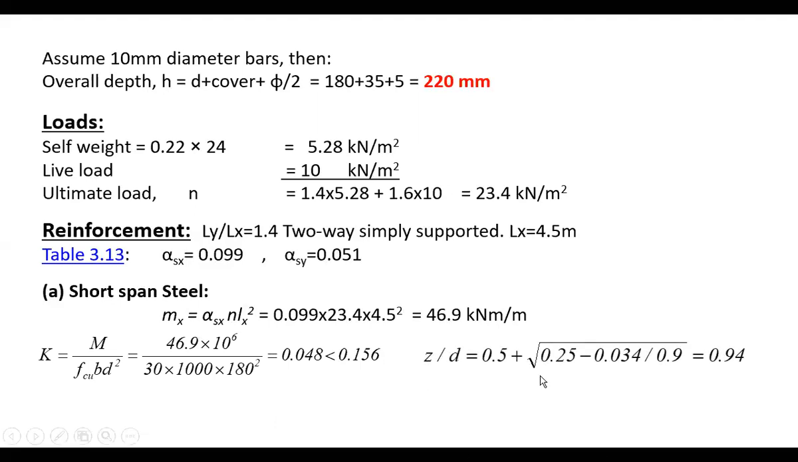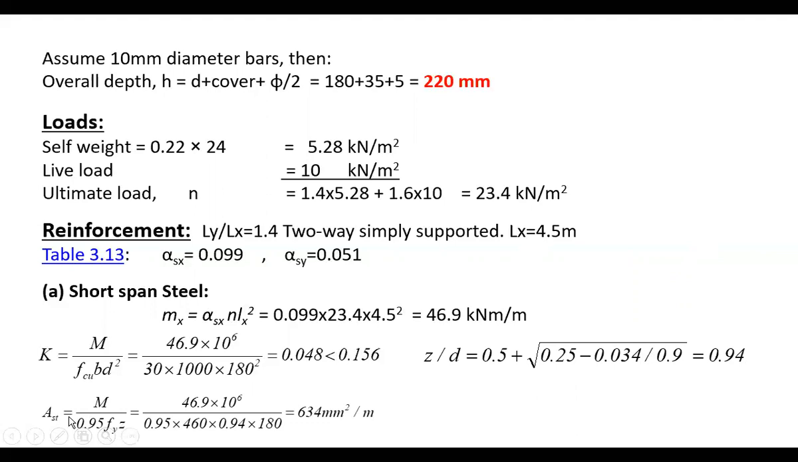Z over d, the value from the code, equals 0.5 plus the square root of 0.25 minus K, that you calculated here, divided by 0.9. So the only value we put here is the K, and it gives us a value of 0.94. Okay, just keep in mind, if this value is greater than 0.95, we have to use it as 0.95. Once we have calculated the z over d, we can go directly to calculate the area of steel required.